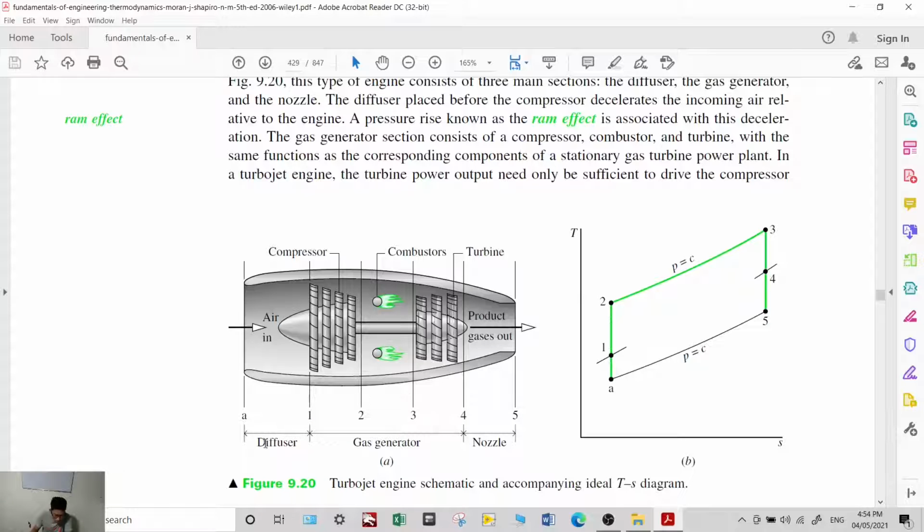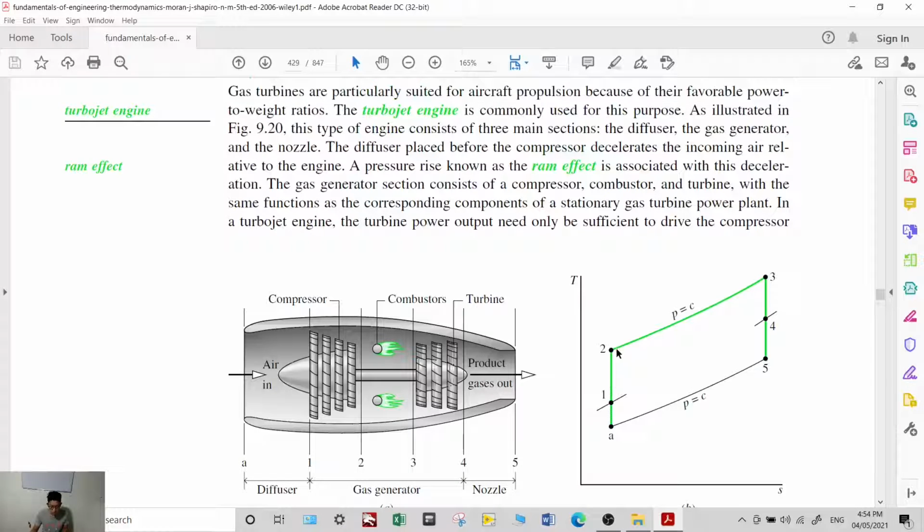Okay, for 0 to 1, this is the diffuser. So ang purpose of diffuser is to decelerate the velocity of the incoming air. So by Bernoulli's principle, pag decelerate sa imong air, it would result to an increase in pressure. So ang 0 to 1 is that. So from 1 to 2, this is the isentropic compression sa imong compressor.